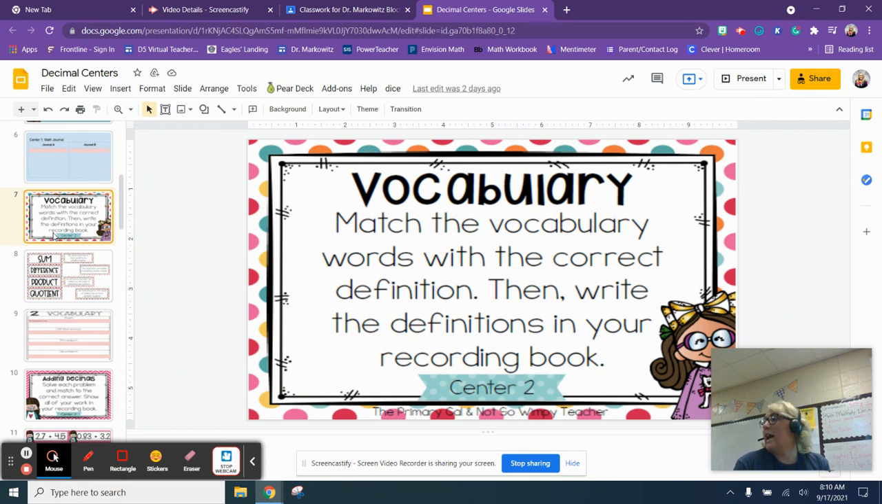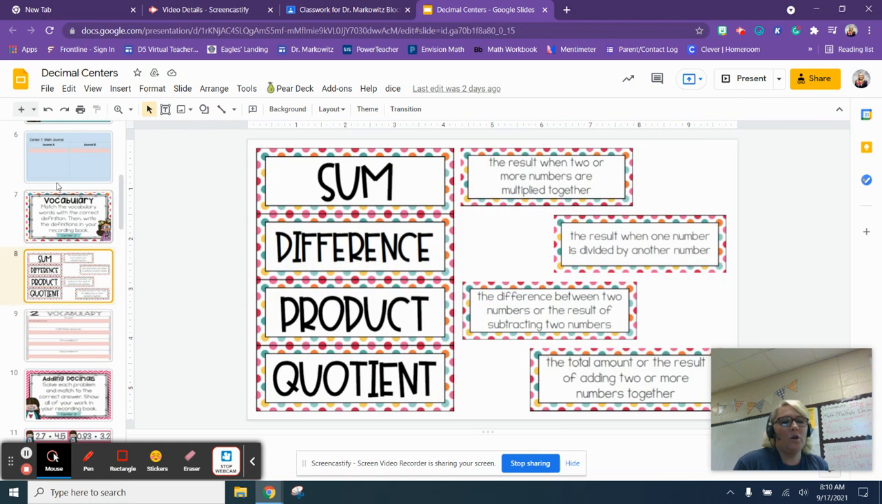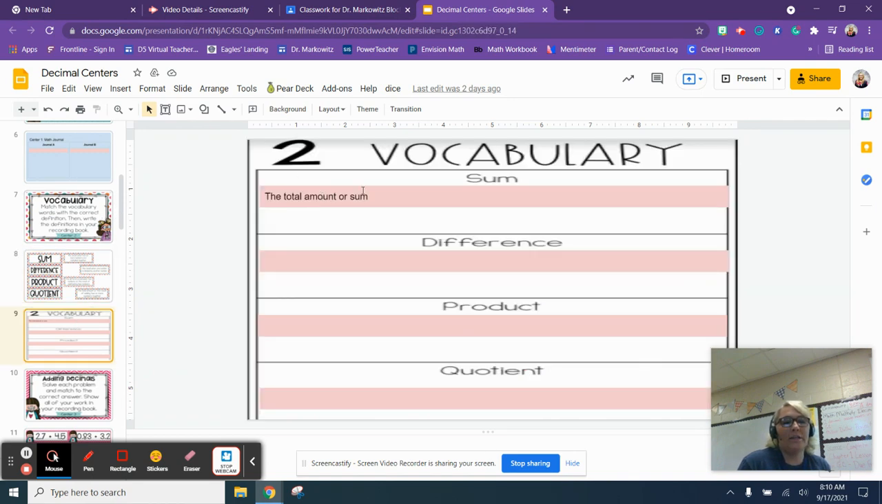Okay. Now, slide 7 says match the vocabulary words with the correct definition. Then write the definition in your recording book. So it's not asking you to do a recording book. You're going to actually record on slide 9. So when you go to slide 8, there's going to be your words and your definitions. And you're going to find the definition of the word sum. All right? Let me know when you know what the definition of the word sum is. This is on slide 8. Okay? So once you get the definition, you're going to go to slide 9 and type it into here.